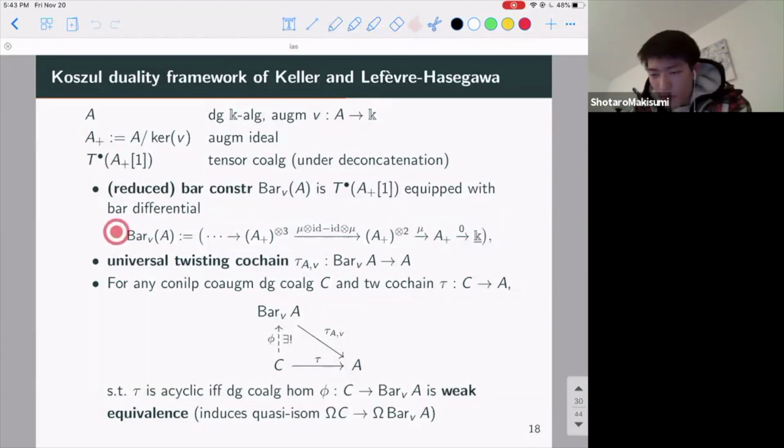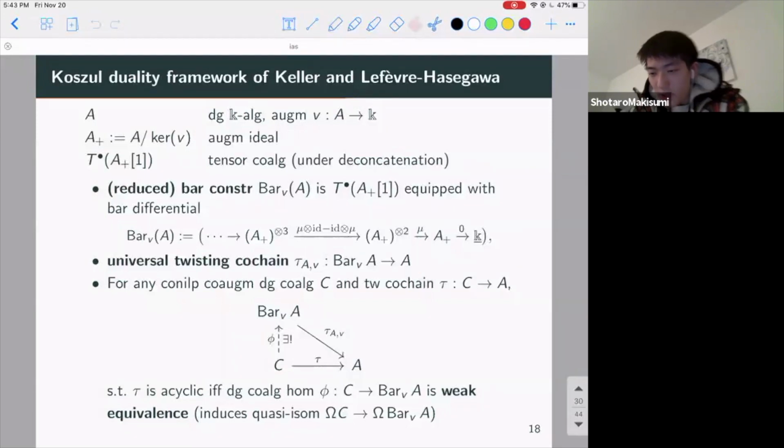And this bar construction has a natural coalgebra structure, and it's always Koszul dual, in this new sense of Keller and Lefèvre-Hasegawa, to the original algebra A. So A and the bar construction are related by some universal twisting cochain, and this is acyclic.